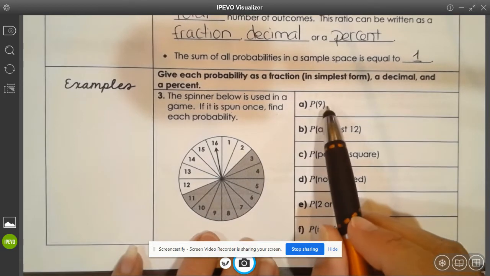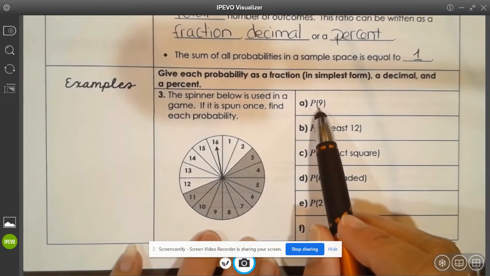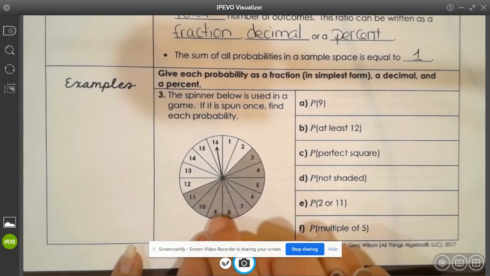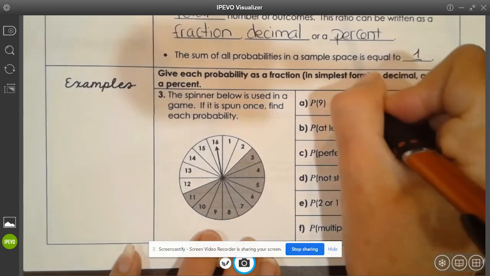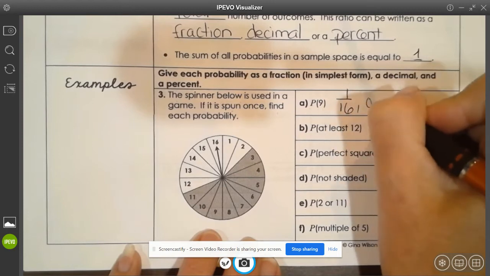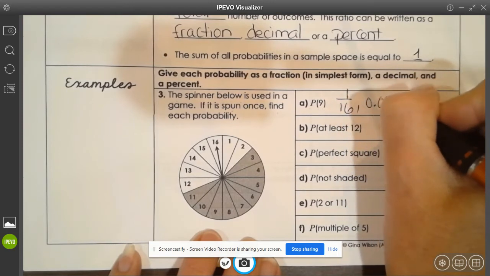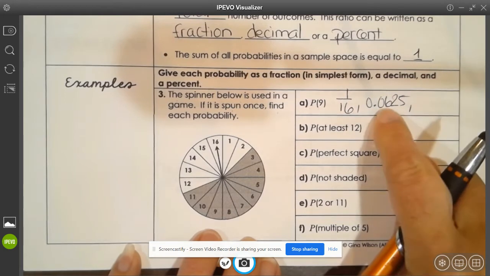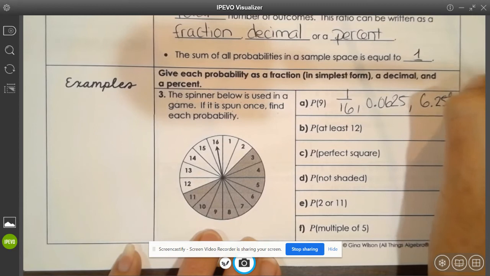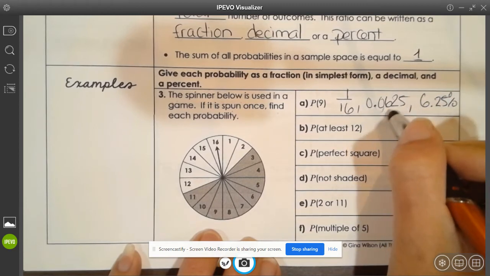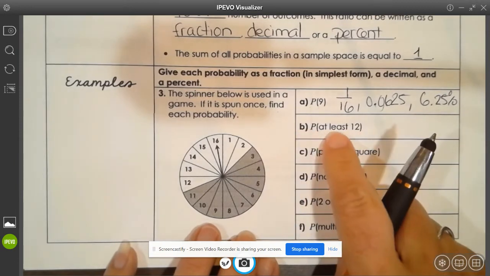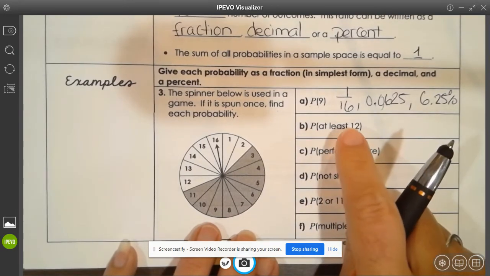So what's the probability that it falls on a 9? Notice that it goes from 1 to 16. So there's only one 9. So 1 over 16. Now, if you divide that, you get 0.0625, and then multiply by 100. So that's 6.25%. You can just move that decimal to the right twice, to multiply.